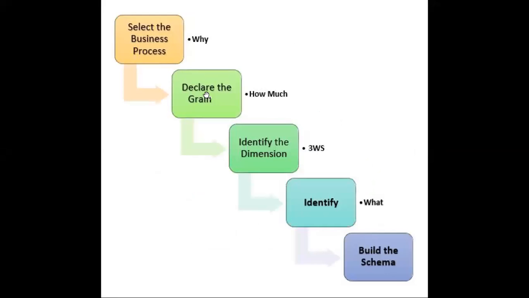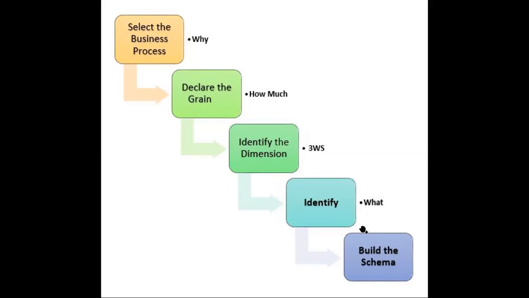This is a waterfall model of the data modeling. First, we have to select the business domain, then declare what that domain is meant for, how much it is weighted, then identify the 3 Ws under that domain. That's so when, how, and for whom. Then what is the purpose of that particular domain or that particular business.